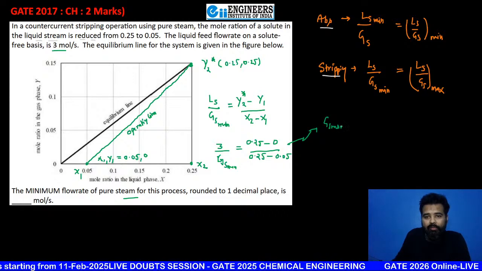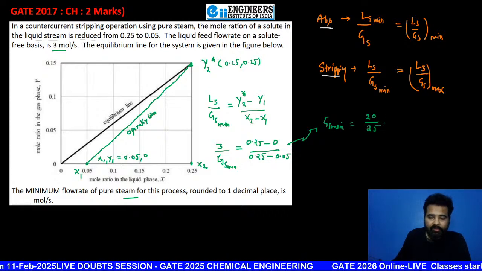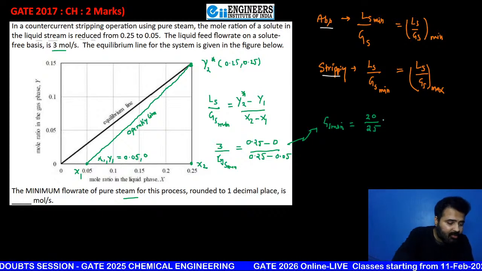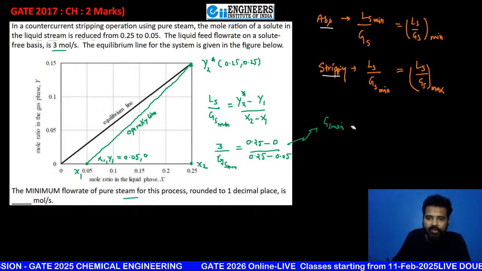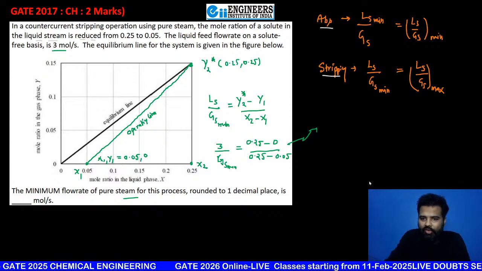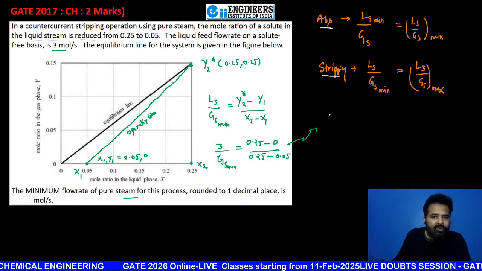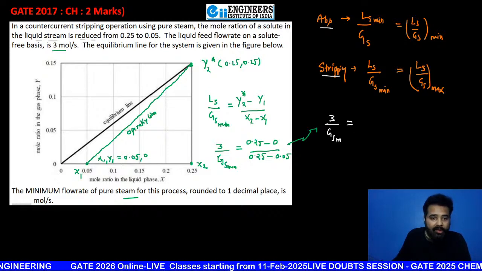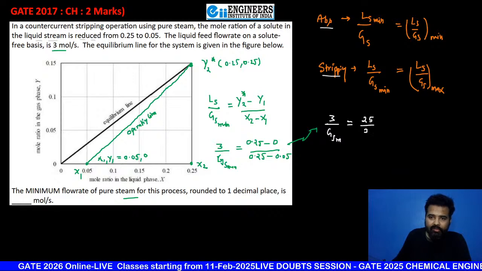So Gs minimum should be reciprocated, so it is 20 by 25, right? 20 by 25 reciprocated. Something went wrong? Is it okay in the calculation? Wait, let me change the colour. Now see here, this is given 3, the liquid flow is 3. So 3 by Gs minimum, and that becomes equal to, you can write 25 by 20, just multiplying.